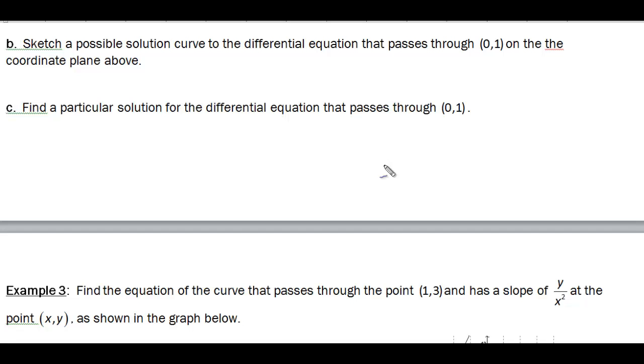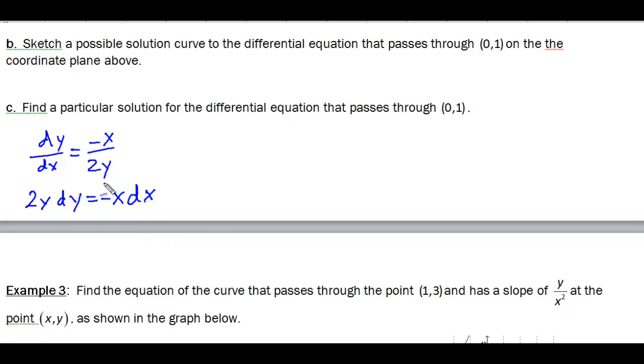Now let's see if we can find a particular solution. We have dy dx equals negative x over 2y. How can we solve this to find out what y is? Well, the first thing we need to do is we need to separate our variables. And so we're going to multiply by 2y. We're going to bring the dx over, and this is going to become 2y dy equals negative x dx.